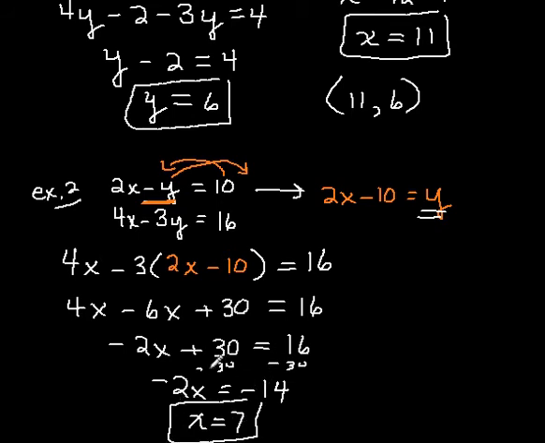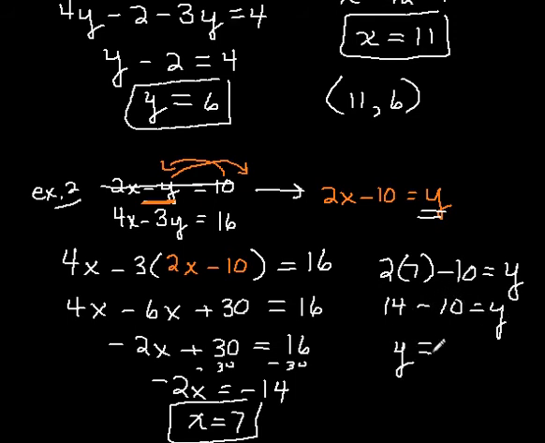And finally, we have to go and get y. So you go up to the one that you rearranged. We're not going to use this one again, so cross that out. We're going to substitute the x in there. So we get 2 times our x, which is 7, minus 10 equals y. 14 minus 10 equals y. Y is going to equal 4. So write yourself an ordered pair. When you're done, you're going to get 7, 4.